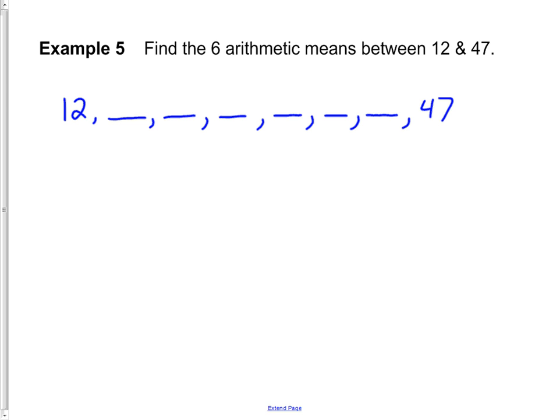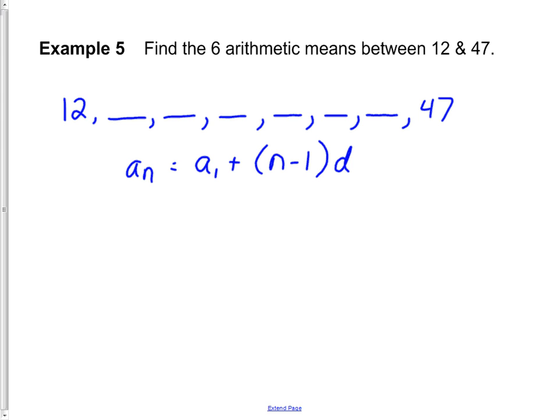So let's go through and use our formula again. That's what we have the formula for. So this would be a sub n equals a sub 1 plus n minus 1 times d, which is the distance in between. What we're after here is the distance that's going to be in between, because as soon as I find that, then I can start with 12 and add or subtract that distance each time.